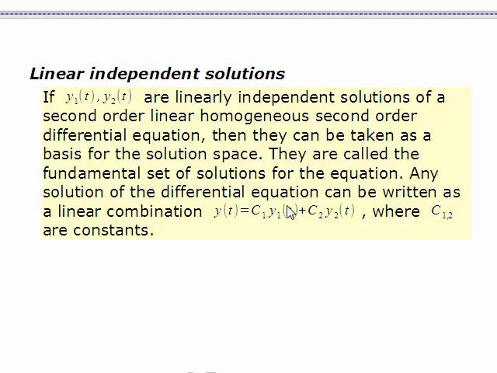So I find two solutions of the differential equation. I find that they are linearly independent. They constitute a basis. Then any solution of the differential equation can be written as a linear combination of them. And C1 and C2 are constants. So now the question is, first you'd have to find y1 and y2, and second you have to establish that they're linearly independent.